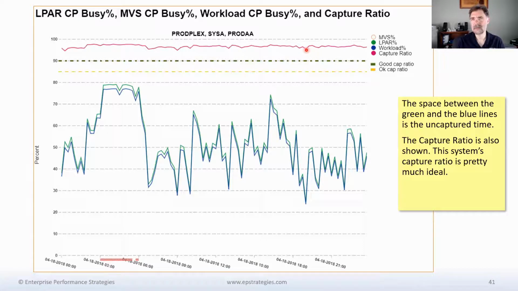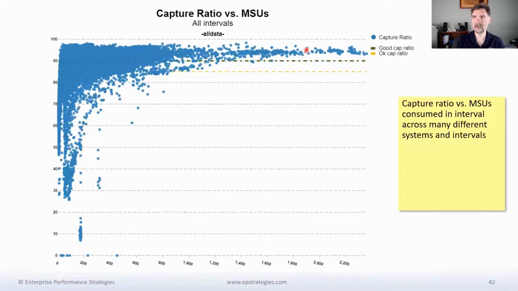That's not necessarily what you will always see, though. In fact, this study goes back a couple of years. I need to redo this, but this was from several systems. I don't remember exactly how many, but I believe it was dozens of systems across multiple customers. Basically, what we've plotted here is their capture ratio on the y-axis versus the consumption of the LPAR in MSUs. So you can see as LPARs get busier and consume more MSUs, their capture ratio naturally appears to be higher. Why is that?